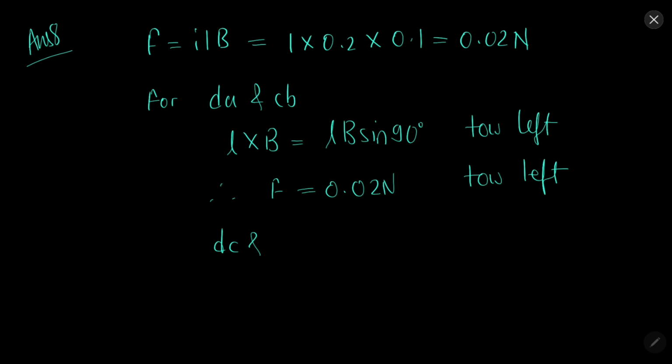For DC and AB, it will be 0.02 Newton in the downward direction.